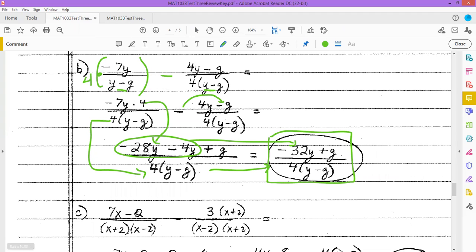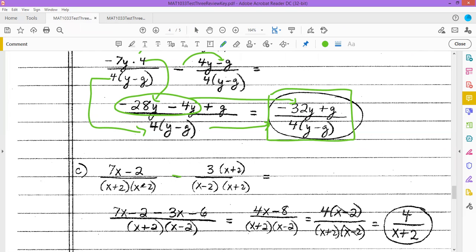Letter C, we have 7x minus 2 in the numerator. In the denominator, x plus 2 times x minus 2, and we're subtracting 3 times x plus 2 in the numerator, divided by x minus 2 times x plus 2. Now we have x minus 2 and x plus 2 in the denominators, so we can keep that denominator the same. Combine the terms in the numerators. So we have 7x minus 2, we just copy that down, minus 3 times x plus 2. So minus 3 times x gives us -3x, and minus 3 times 2 gives us -6.